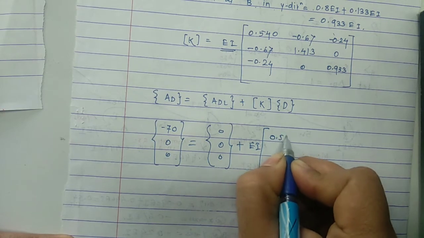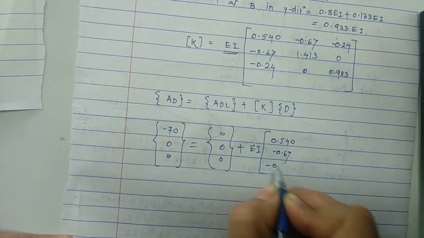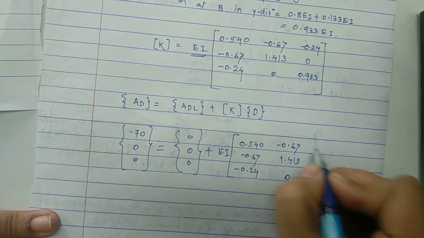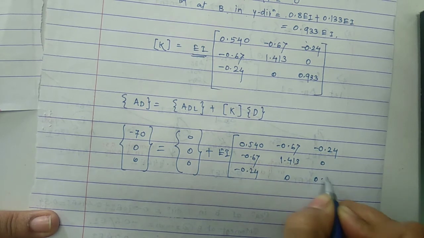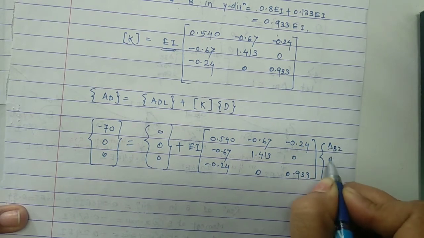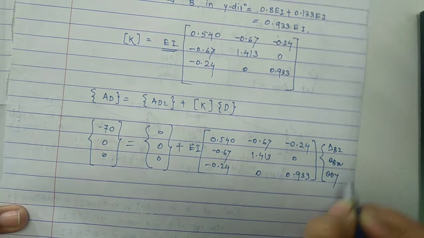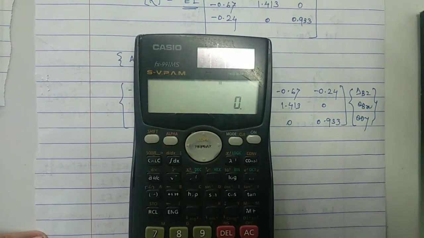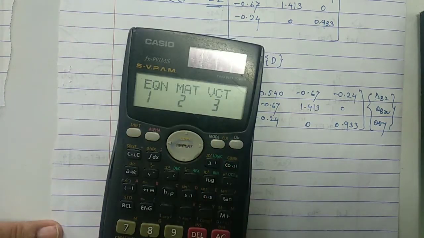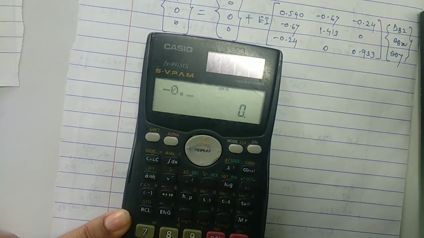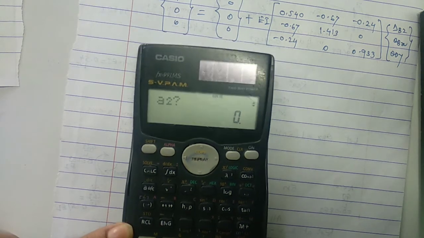Let us write again 0.40, minus 0.67, minus 0.24; minus 0.67, 1.413, 0; minus 0.24, 0, 0.933. And here delta Bz and the 3 unknown degrees of freedom. Okay, now solve this in a calculator. So here, the very first equation, 3 unknowns: 0.440, minus 0.67, minus 0.24, and the constant of the equation, minus 70.